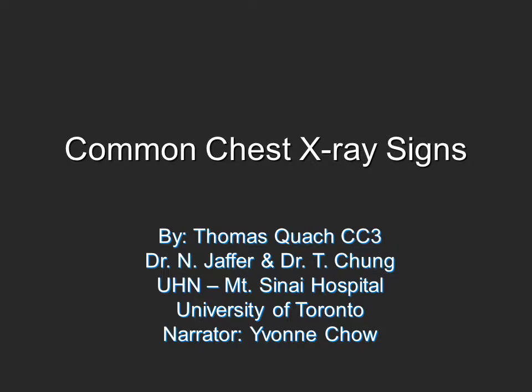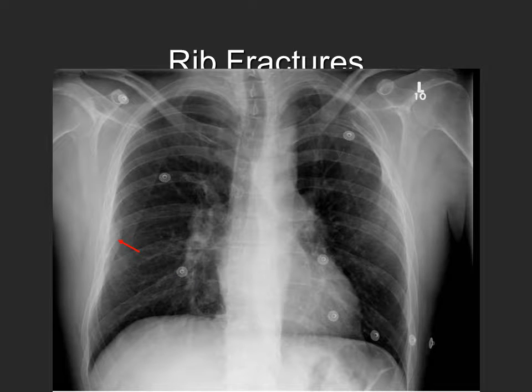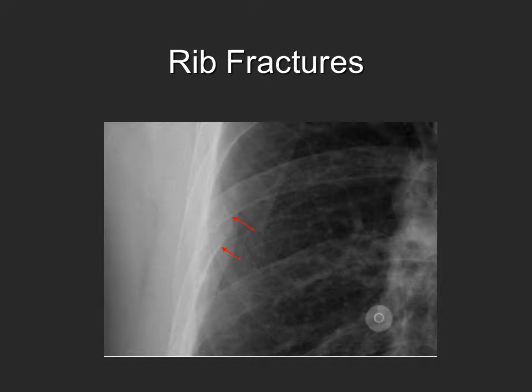In this section, we will review common chest X-ray abnormalities. The red arrow points to a fracture of the lateral aspect of the 8th right rib. This is a zoomed-in view of the previous chest X-ray displaying a rib fracture.